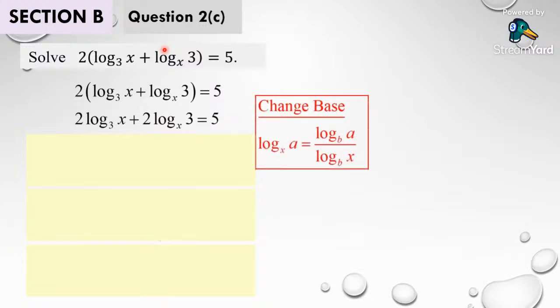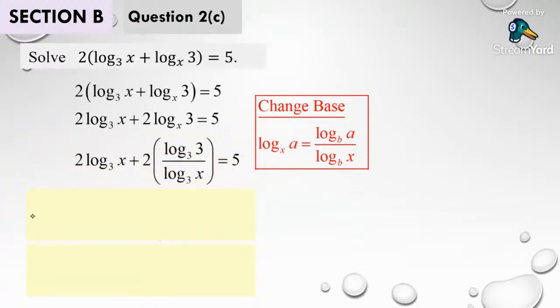The change of base formula is that, let's say in this case, from base x, I want to change to some number base. Let's say the number is b. So I have log base b of a on top, and log base b of x below. So as a result, this is the result that I can see. From base x, I want to change to base 3. Then I have log base 3 of 3 on top, and log base 3 of x below.